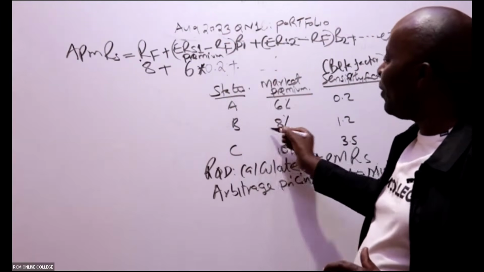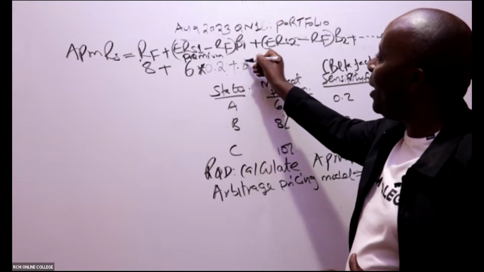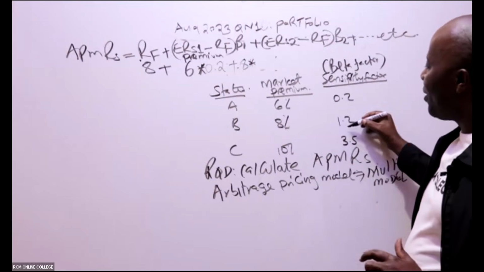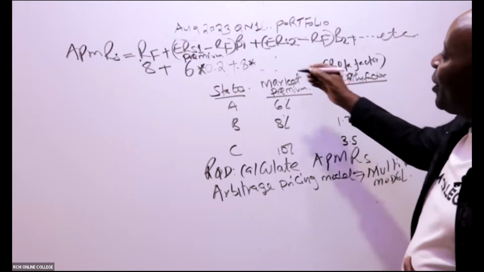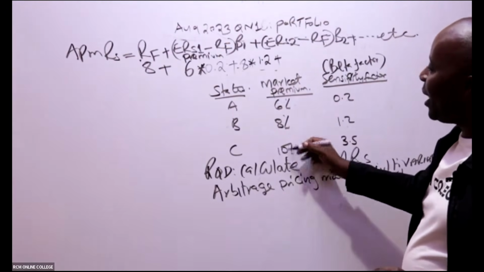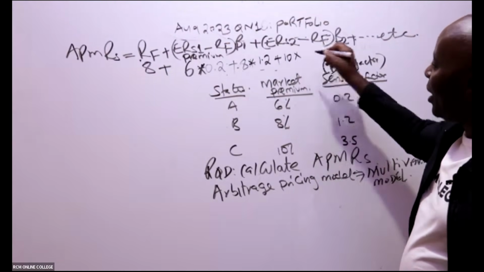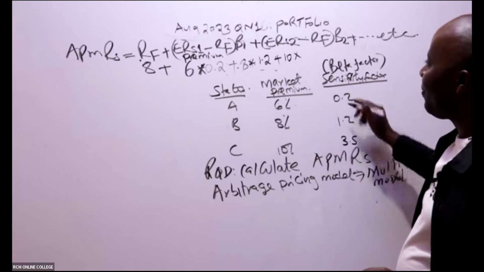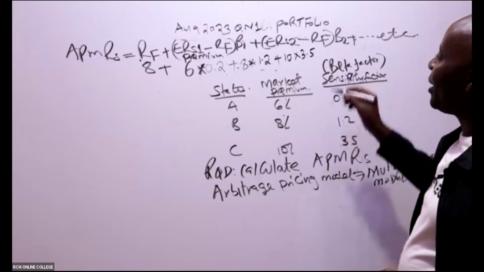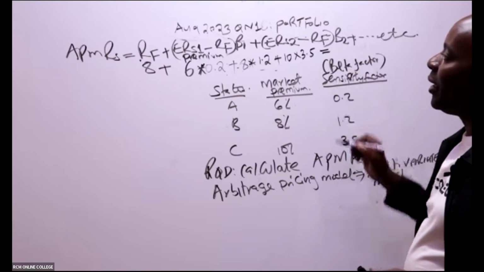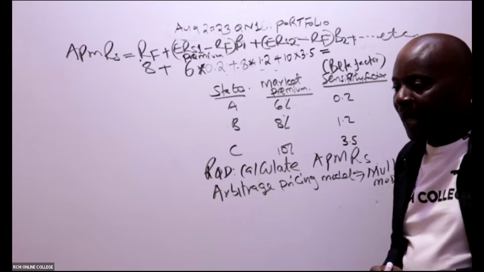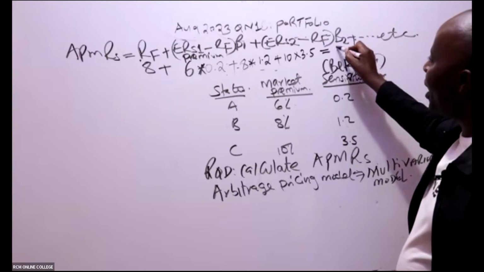Plus, we have the second one, which is 8, so 8 times beta 2, 1.2. Plus, my good students, we have here 10 without the percentage, 10 times beta 3, 3.5. So is there somebody who can give me this combined APM, my good students? I'm being given a figure of 53 point what here?